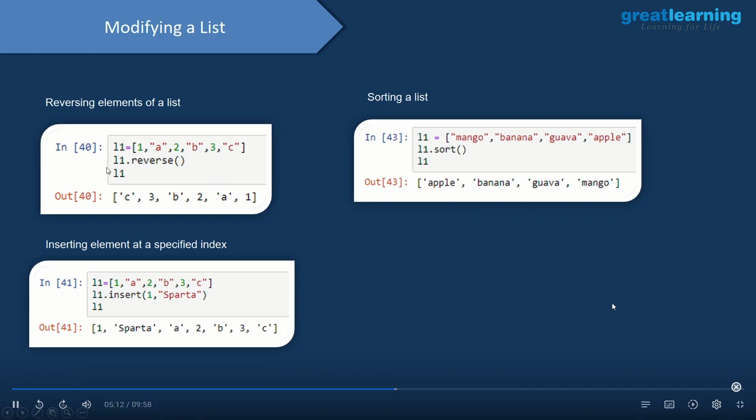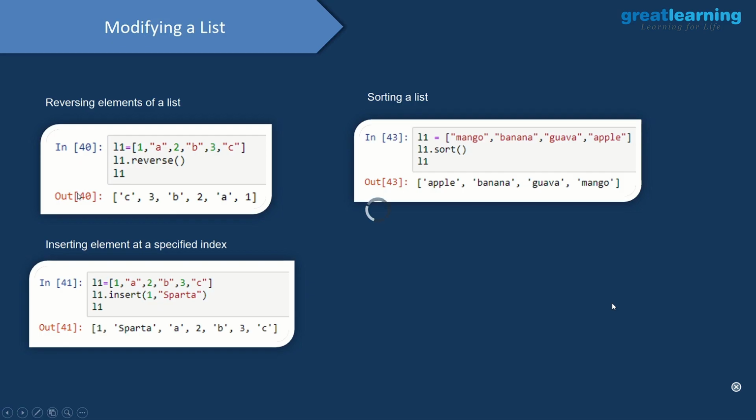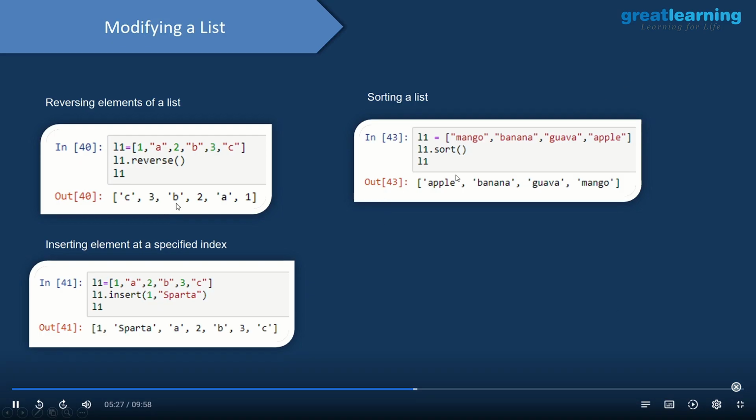So all you have to do is use the dot operator and invoke this reverse method. So here you see that it starts as 1, A, 2, B, 3, and C, and once the list is reversed, you get this result. So you got C, 3, B, 2, A, 1. So this is reversed, and then we get this.